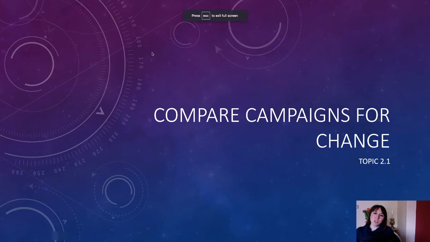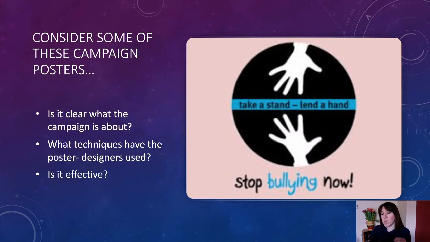So this is comparing campaigns for change. This is 2.1. If you remember when we did this in class, we had a look at 3 campaigns to get ourselves going and to have a look at what was out there. We had a look at this one first of all, take a stand, lend a hand, stop bullying.